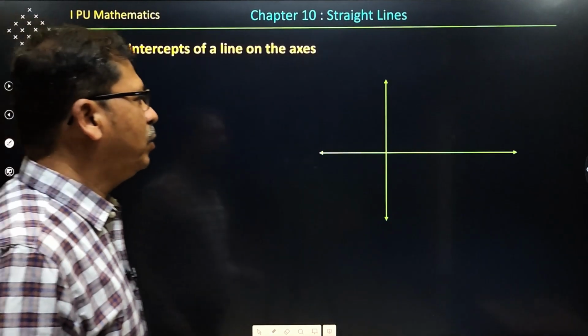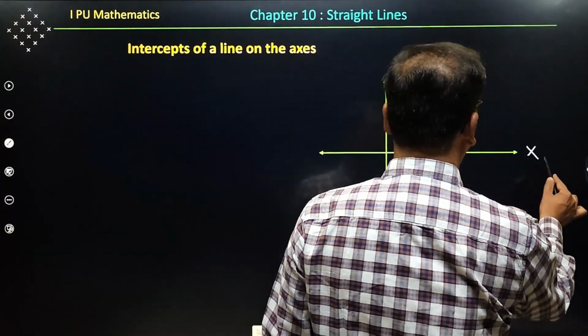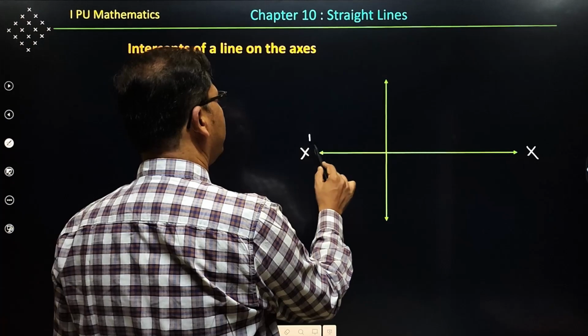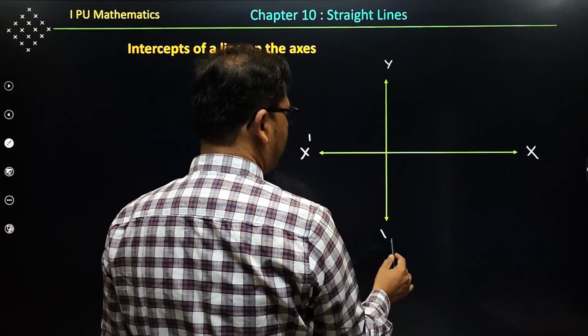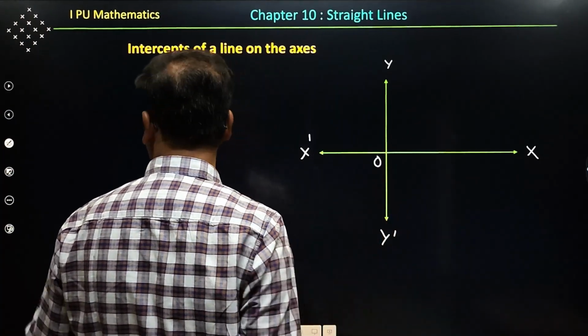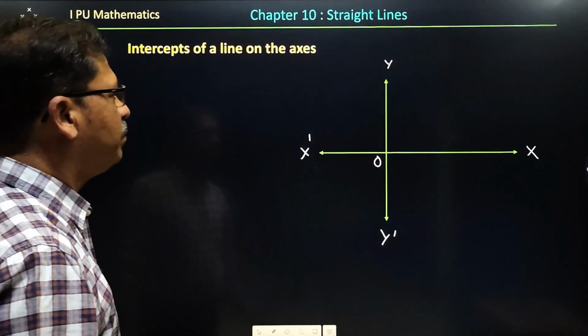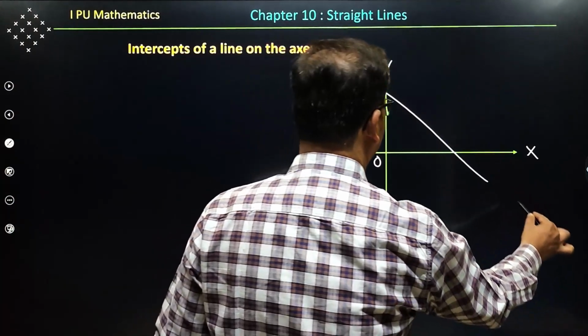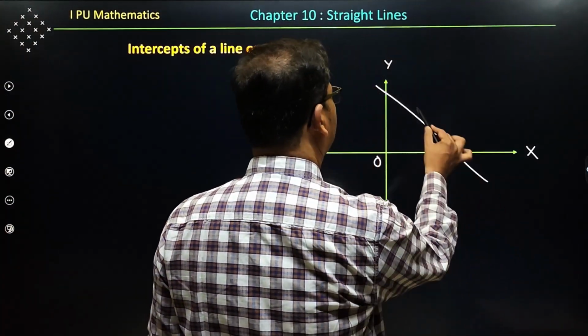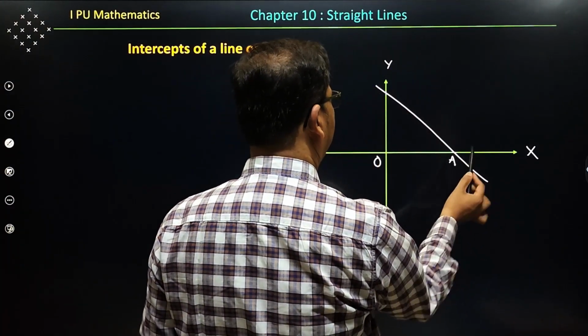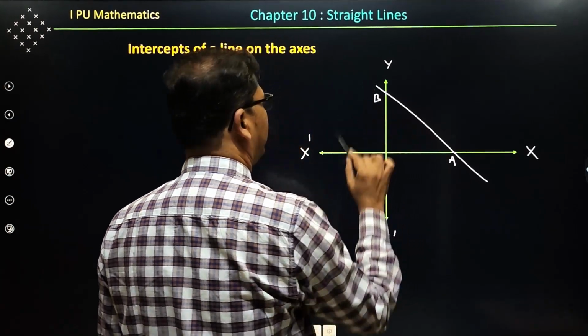See, I would like to take a coordinate system. This is your x-axis and this is the y-axis, and this is your origin here. Now let me take into consideration a line. Say this is a line here. This line meets the x-axis at A and the y-axis at B.